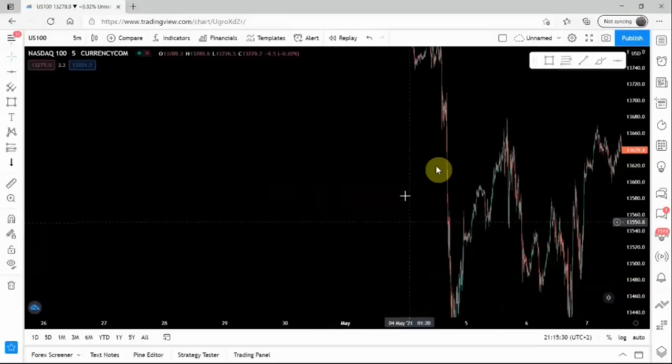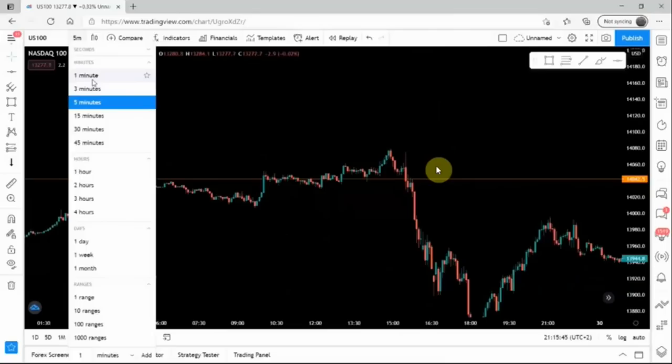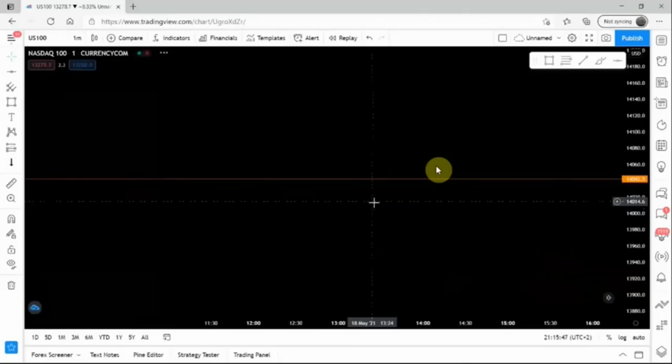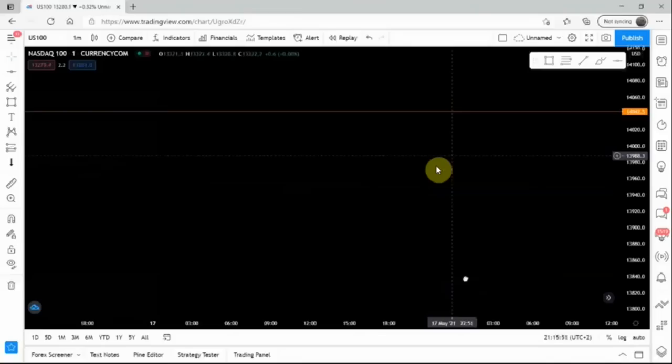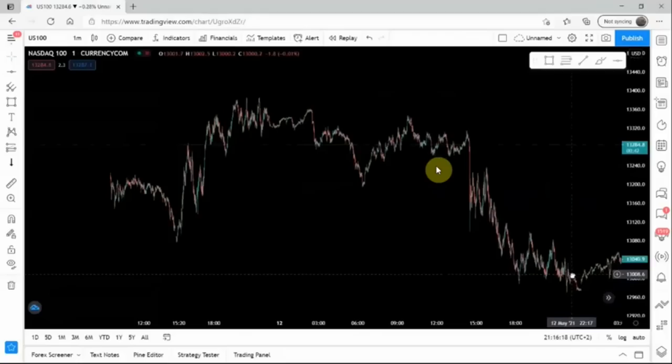If you want to see what was actually happening over here, let me jump to a smaller time frame. Yes, it's going to take a long time to go to where we were. Why is it so slow, though?